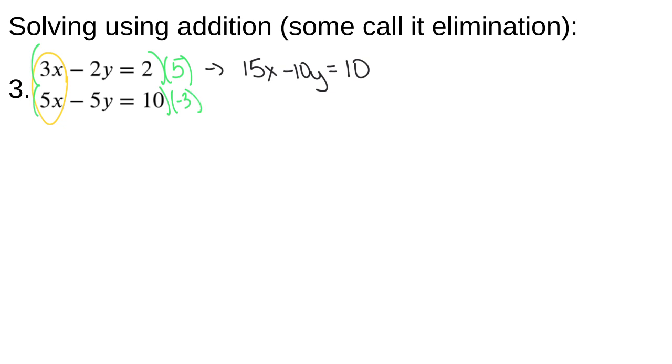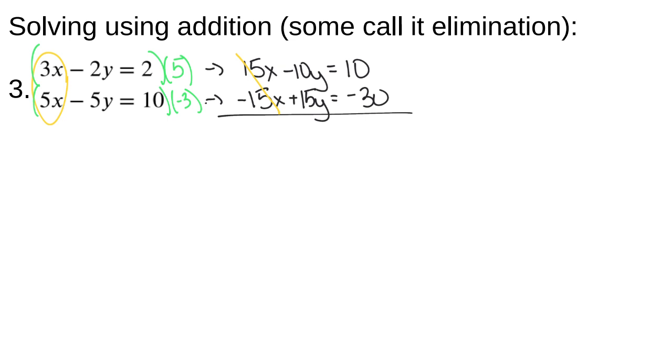When we multiply by -3, this is going to turn into negative 15x. Now watch your signs here. This is positive 15y equals negative 30. This is going to work because now 15x and negative 15x will cross out. They cancel each other out because they're 0.